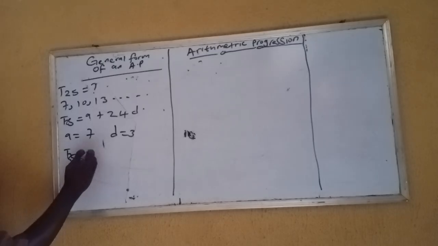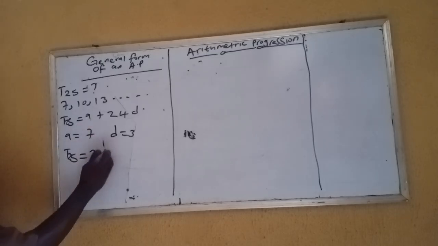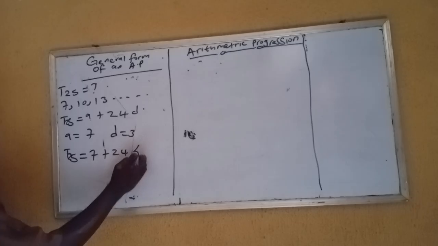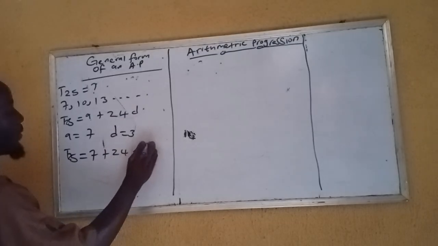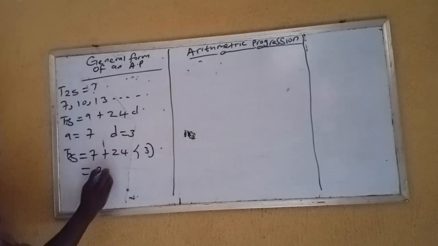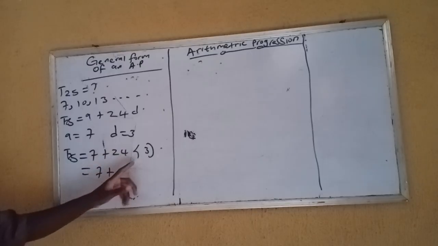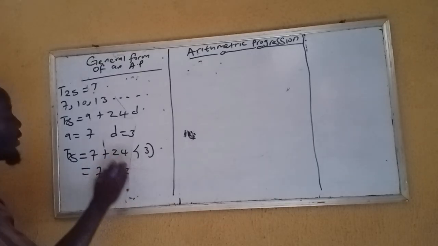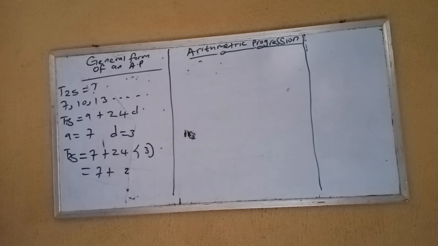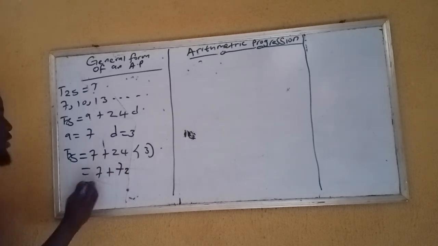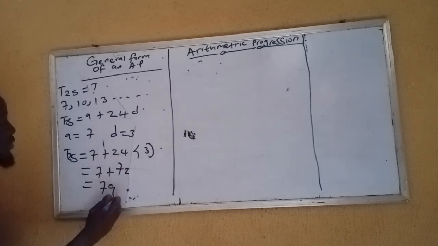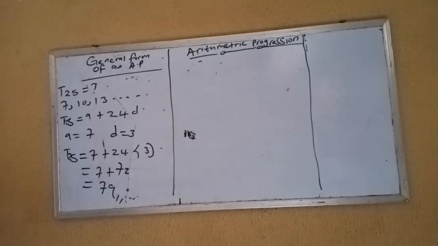So we have the 25th term to be equal to A, 7, plus 24 into bracket D. D is 3. Are you getting me? So you have 7 plus 24 times 3. 4 times 3 is 12. 2 give me that 1. 3 times 2 is 6 plus 1, 7. So 7 plus 72 gives us 79. Final answer. Are you getting it? It's as simple as that.